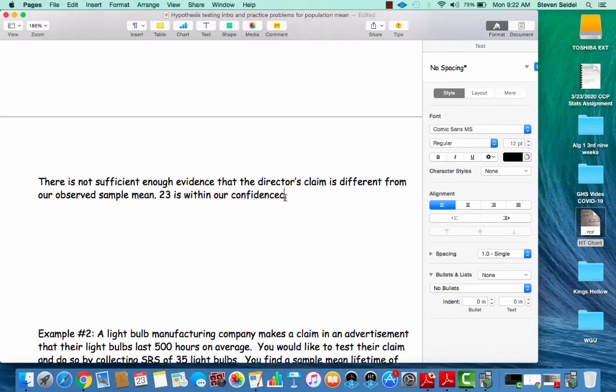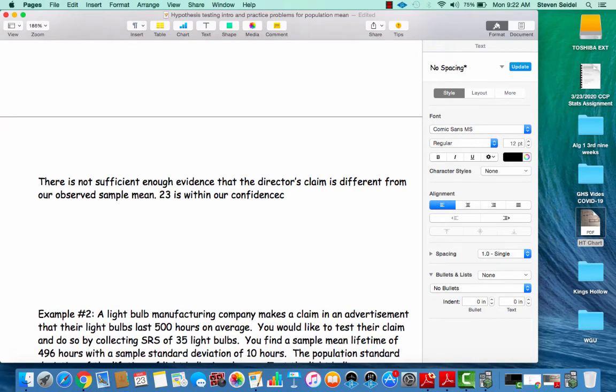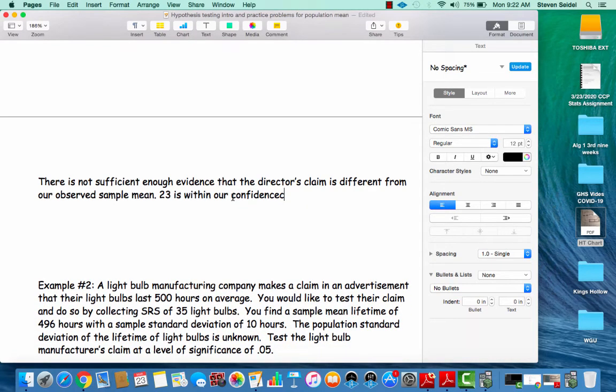Within our confidence interval. This is crazy, I apologize. And something you might want to add into there is the alpha level.